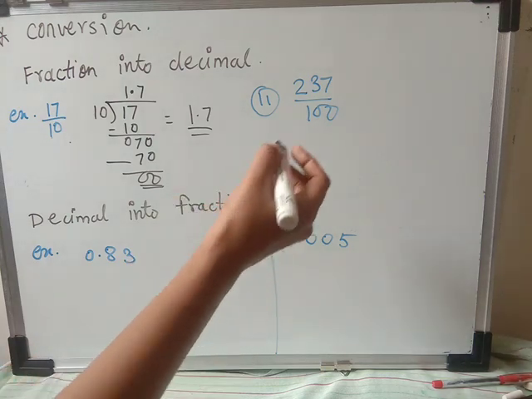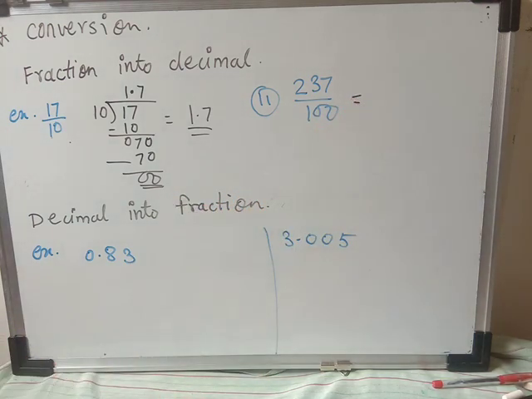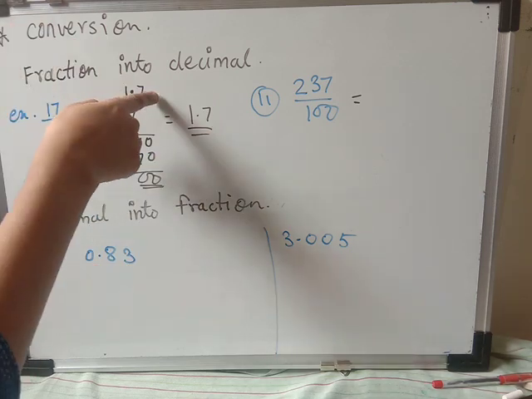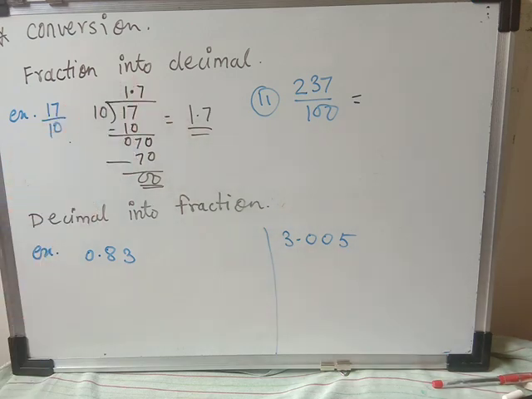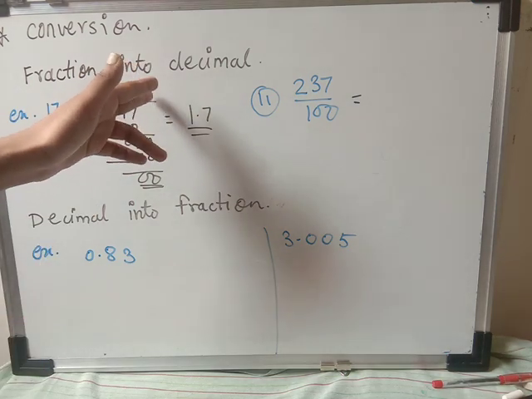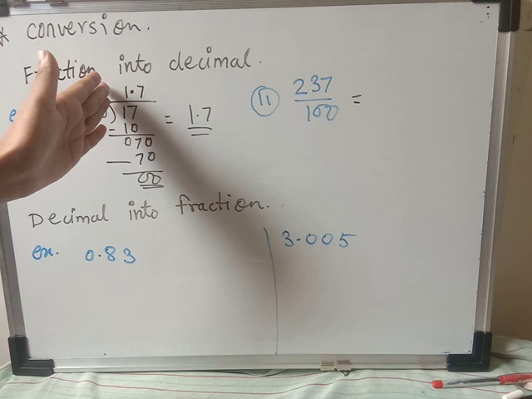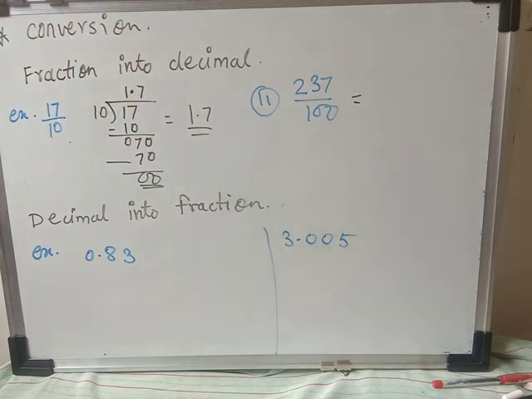The same way we have to go. And one more important thing that I want to tell you: if you don't want to do the division, what you have to do is see the denominator, how many zeros are there. There is a 1 and a 0, which means you have to leave one place. So for 10, we leave one place, and from the left-hand side we start, and after one place we put the decimal.